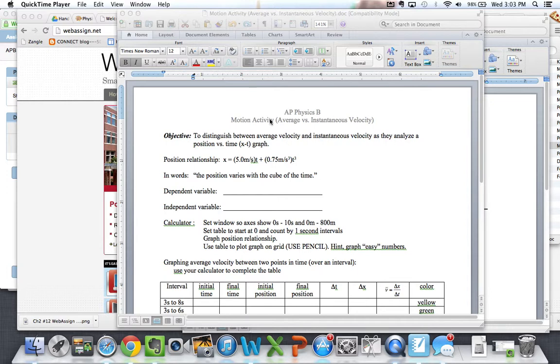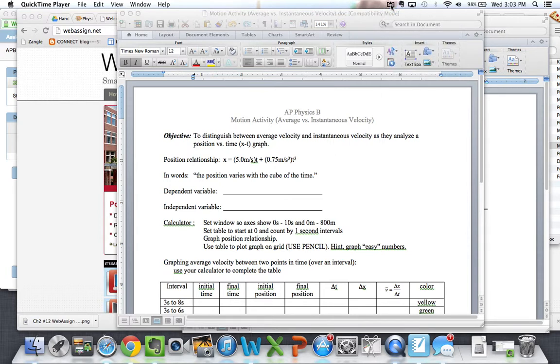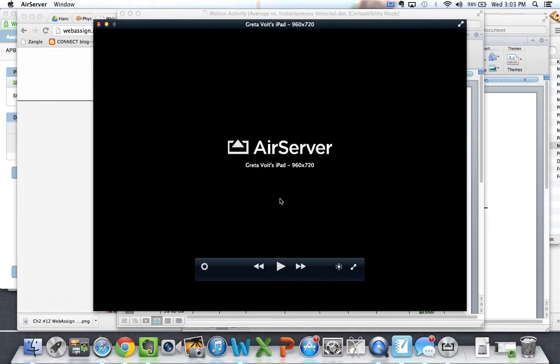Last class we were working on the motion activity, and we weren't quite able to wrap that up. So I'm going to see if I can go through and get this set up for you guys and lead into this whole idea of the difference between instantaneous velocity and average velocity. To do that, let me pull up my iPad real quick and work through this.